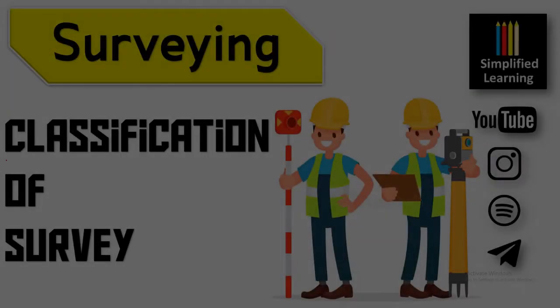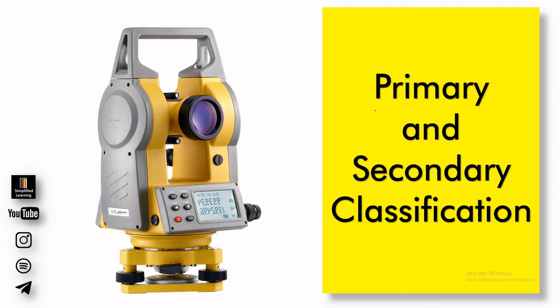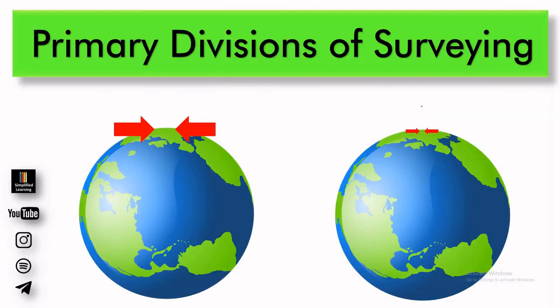So in this video we are going to focus on the classification of survey, meaning how survey has been classified or divided. Specifically, we are going to focus on the primary classification, or primary division, of survey. Here you can see in the diagram that these two arrows are trying to confine some area on the surface of the earth, on this globe.